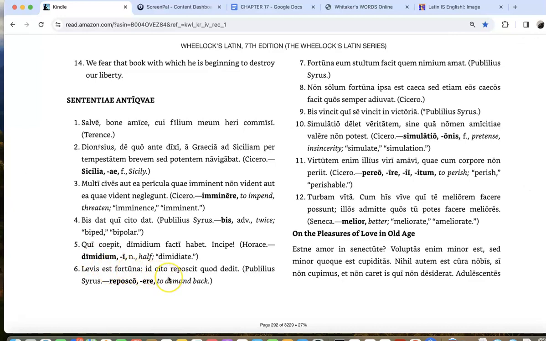Levis est fortuna, id cito reposcit quad dedit, from Publilius Cyrus. Reposco, like poaching, to demand back.